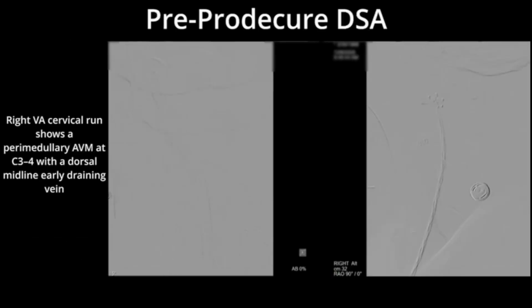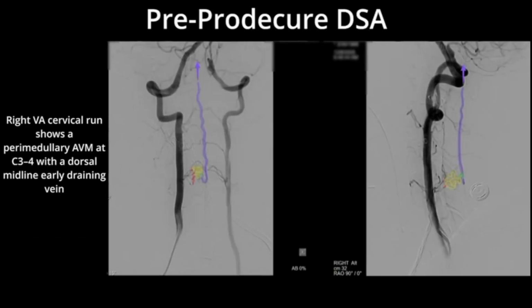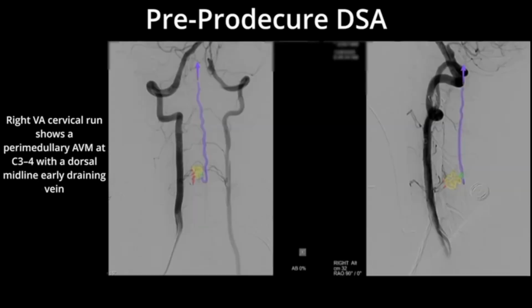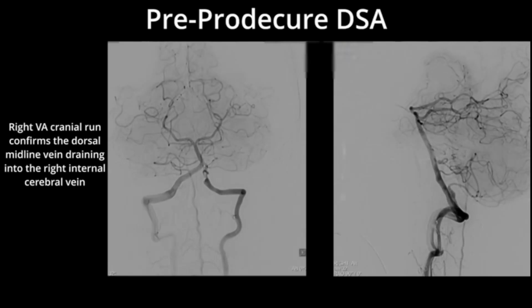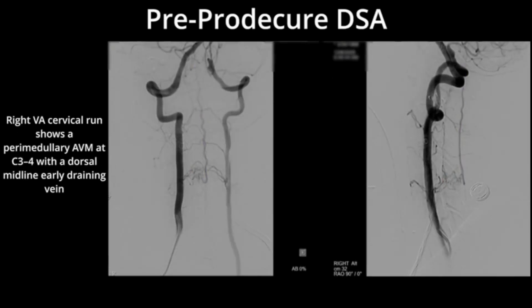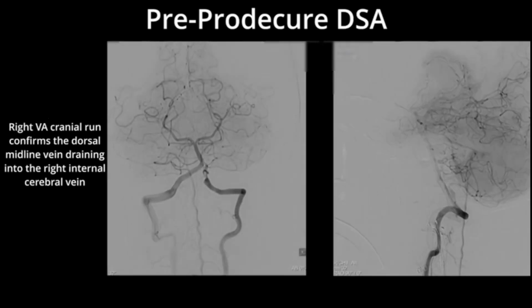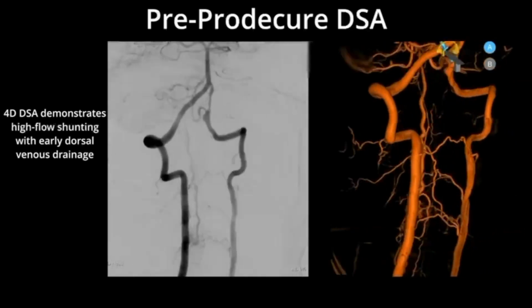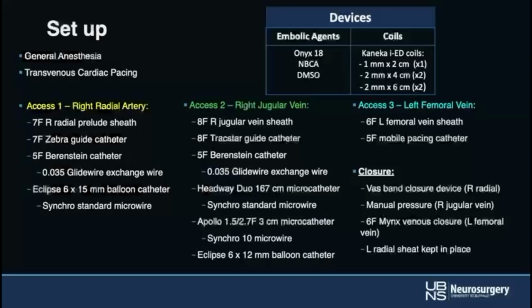Initial diagnostic angiographic images with a right vertebral artery injection demonstrated a cervical spinal cord arteriovenous malformation, primarily fed from the cervical C3 and C4 radicular arteries, with an early draining vein along the dorsal aspect of the cervical spinal cord. Patient also had an underlying left subclavian artery occlusion with left vertebral artery steal. After extensive discussion, it was decided to treat this cervical spinal cord AVM with a transvenous approach with cardiac pacing.